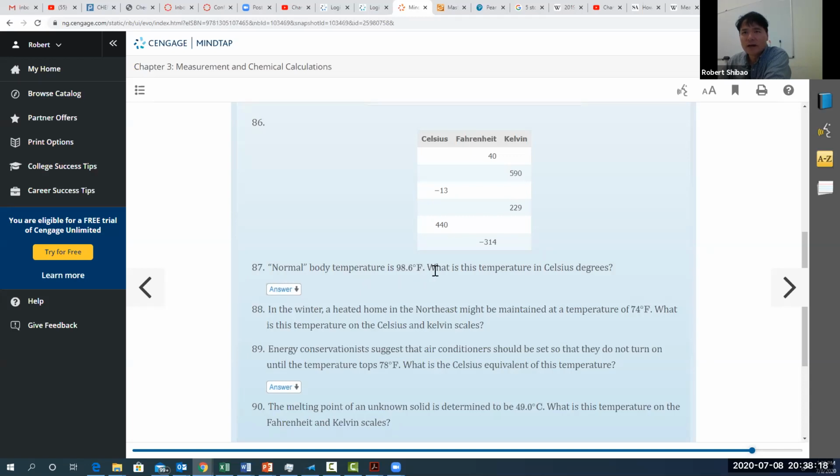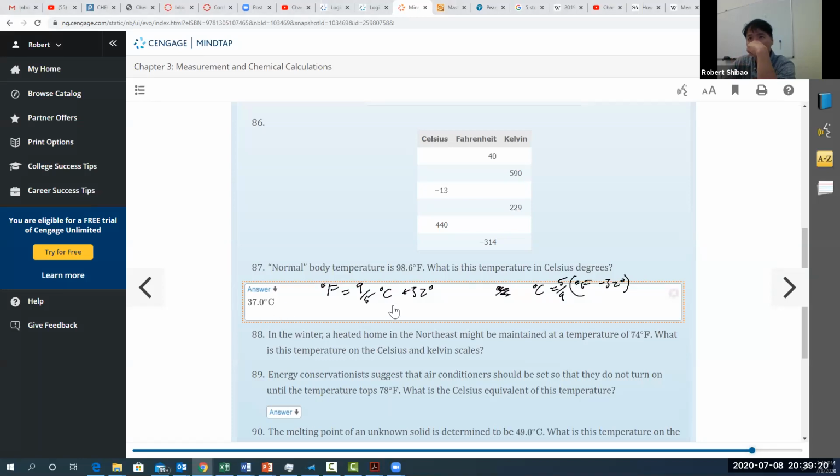Normal body temperature is 98.6 Fahrenheit. What is this in Celsius? Here we have to rearrange our equation. Rearranging the equation is not too bad. Either you memorize it or derive it. I'm solving for degrees C. So degrees C is equal to degrees Fahrenheit minus 32 degrees times 5/9. This is the way I do it. Let's plug it in. Actually, we can guess or estimate it too, of course. 37.0 Celsius.